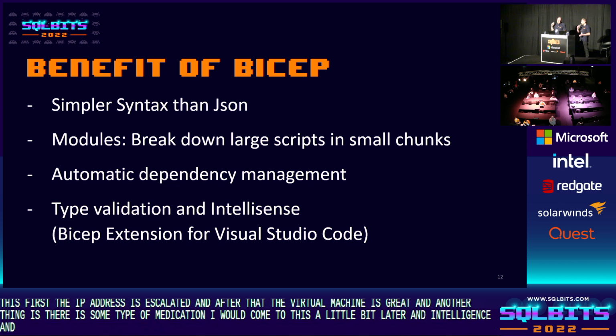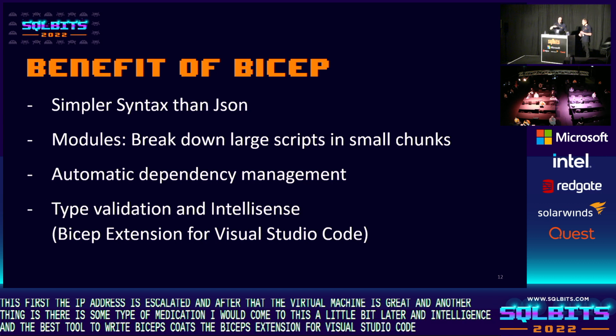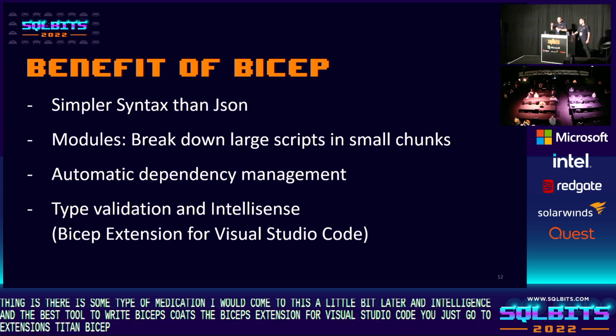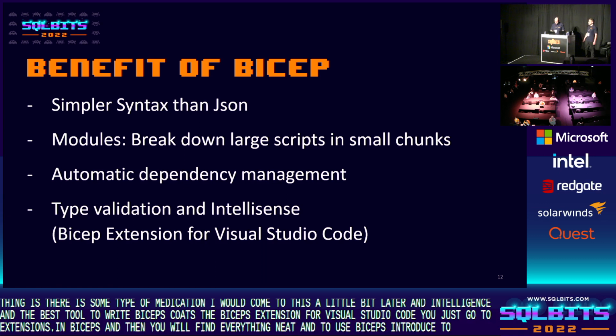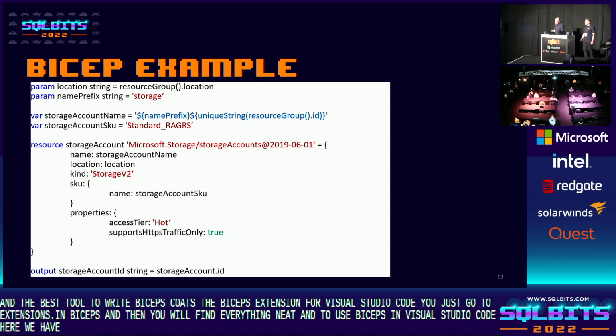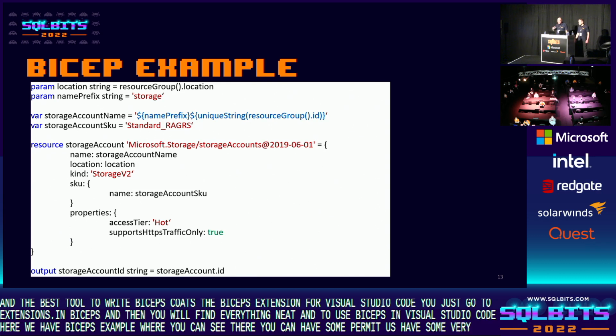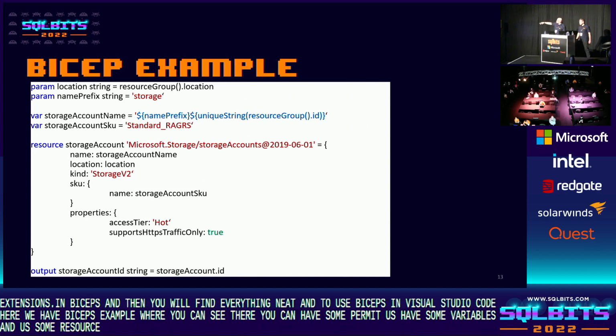And the best tool to write Bicep code is the Bicep extension for Visual Studio Code. You just go to extensions, type in Bicep, and then you will find everything you need to use Bicep in Visual Studio Code. Here we have a Bicep example where you can see you can have some parameters, you can have some variables, and you have some resources which are declared here. I will get to all the parts of this a little bit later.